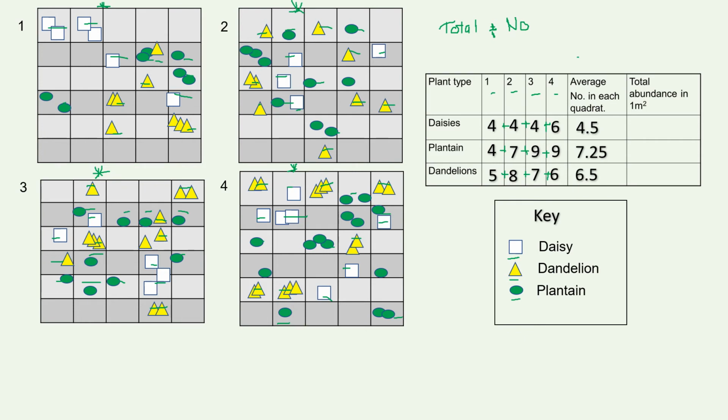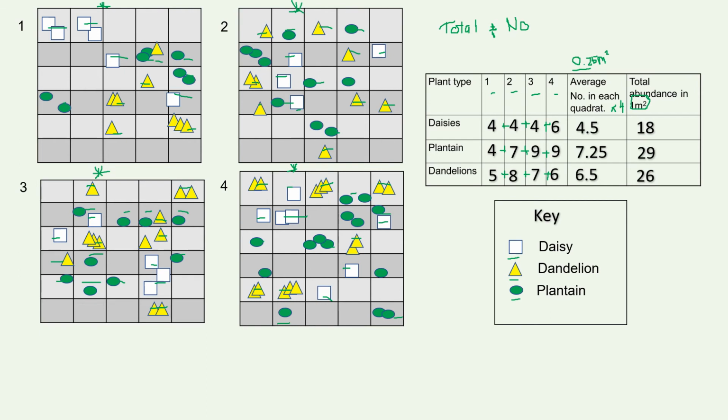Now this would be our number in 0.25 meters, but we're wanting to know our number in 1 meter squared. So you've got to be careful with whatever this number is. So to get from 0.25 to 1 meter, we'd need to times it by 4. So we need to times all of our numbers by 4. So 4.5 times by 4 is going to give us a total abundance of 18 in 1 meter squared. Then for our next one, 7.25 times 4 would give us 29, and 6.5 times by 4 would give us 26. So well done if you managed to get that correct.